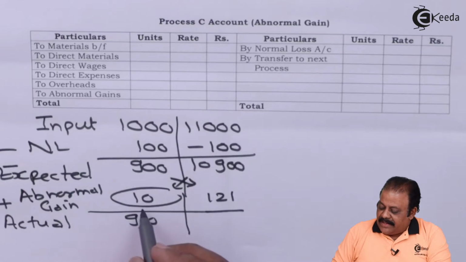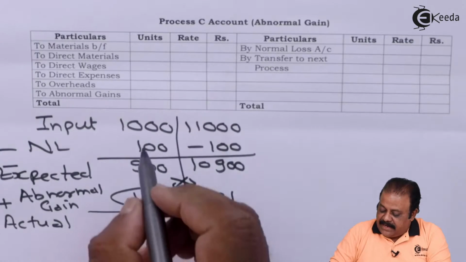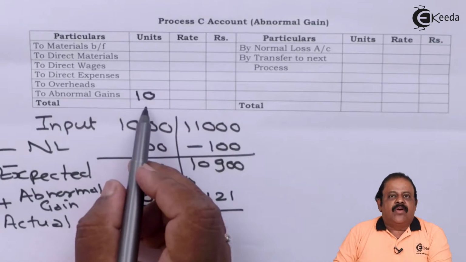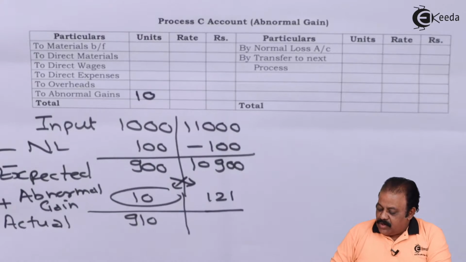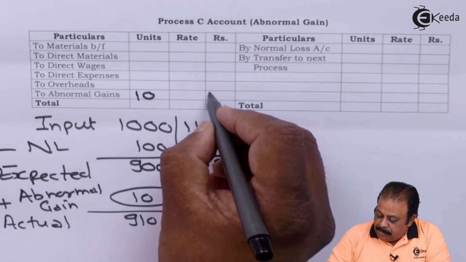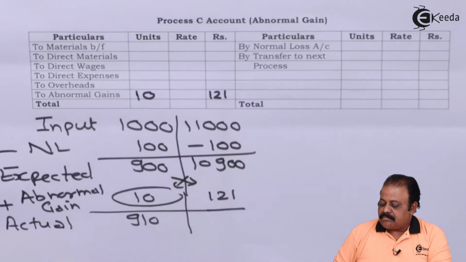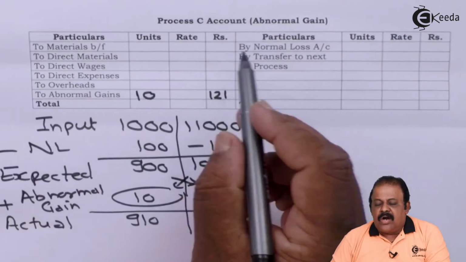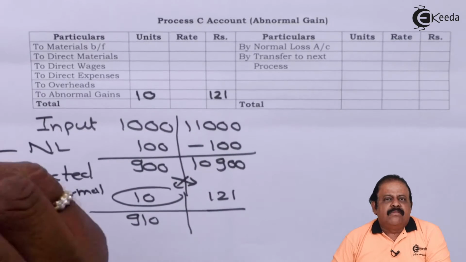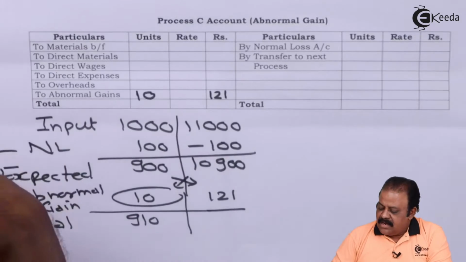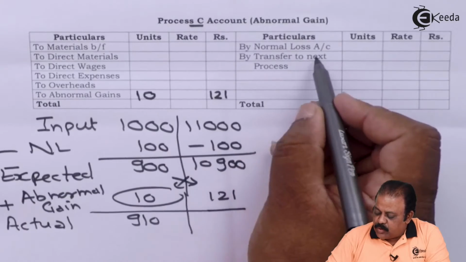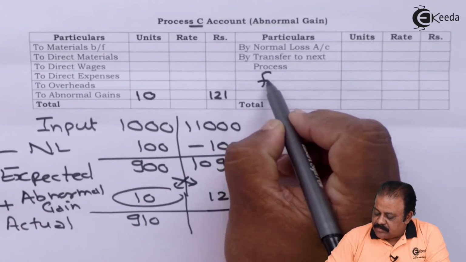These 10 abnormal gain units will be put here on the debit side. In the quantity column we have put 10 units, and the value 121 will be put in the rupees column. This is how we have recorded the abnormal gain units as well as the value. Then the process account will be closed and the output will be transferred to the next process. Suppose process C is the last process, then the output will be transferred to the finished stock account.